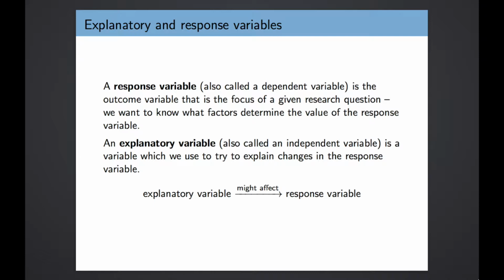So let's say that my research question is, do people who were malnourished as children tend to be shorter than people who were not malnourished as children? In that case, I'm asking about whether malnourishment might affect height. So malnourishment is my explanatory variable, and height is my response variable. Or I could ask, are people who are more wealthy more likely to vote Republican? In that case, my explanatory variable is wealth, and my response variable is voting Republican. Wealth might affect voting Republican.